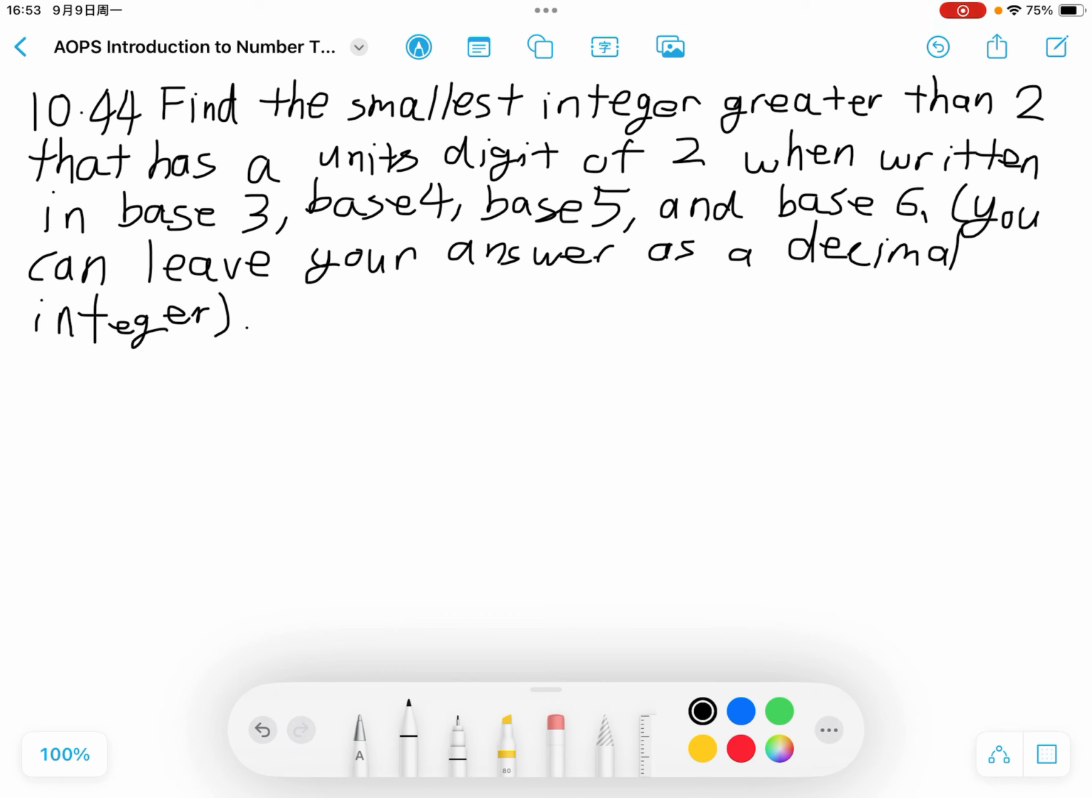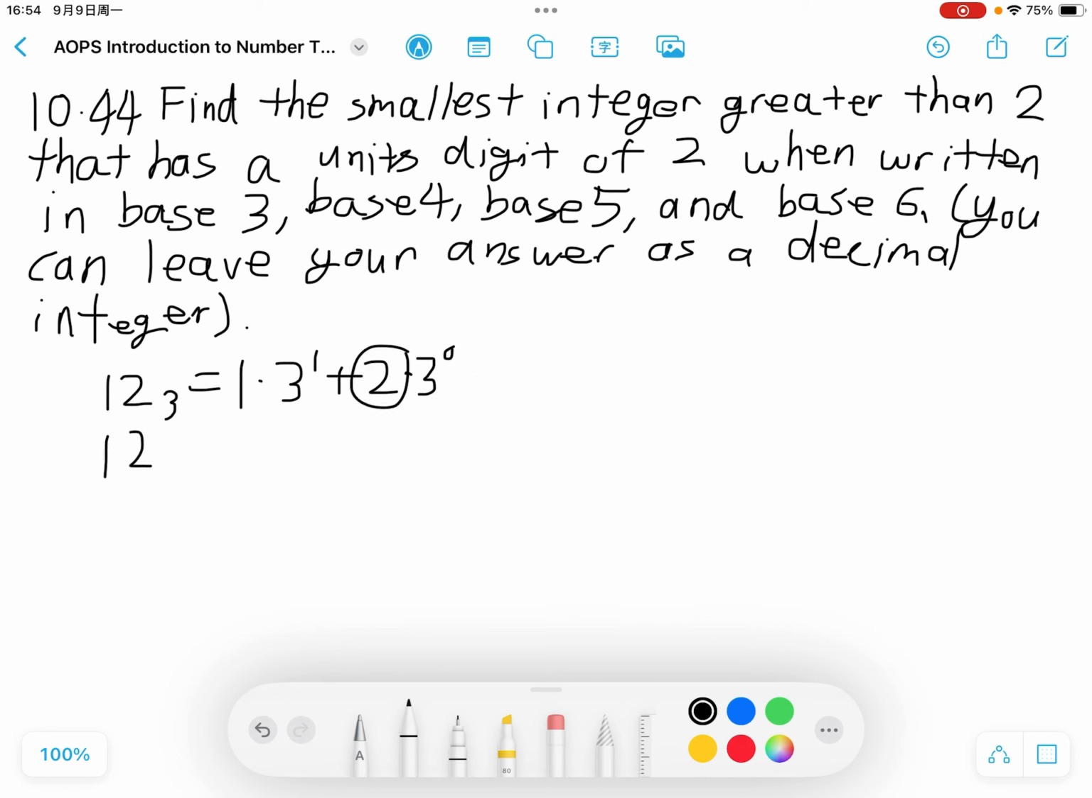For example, the next integer that has a unit digit of 2 when written in base 3 is 1, 2, or 12 in base 3, right? What is that equal to when you have these digit bundles? It's 1 times 3 to the power of 1 plus 2 times 3 to the power of 0. When you convert this into base 10, that's what you get.